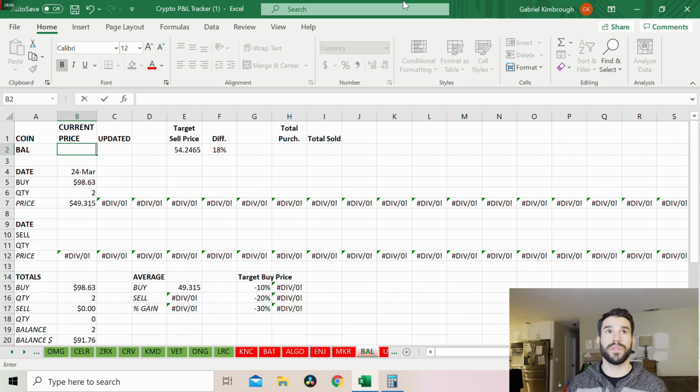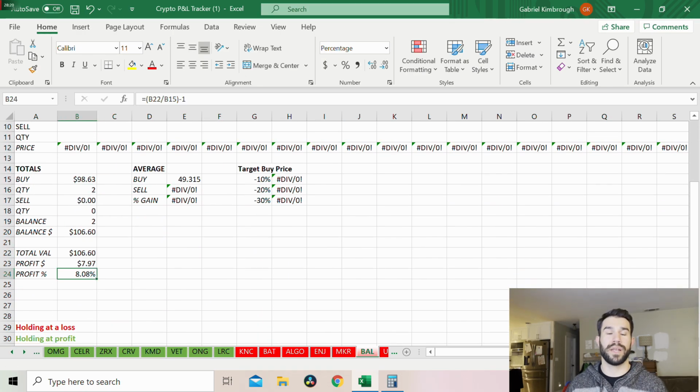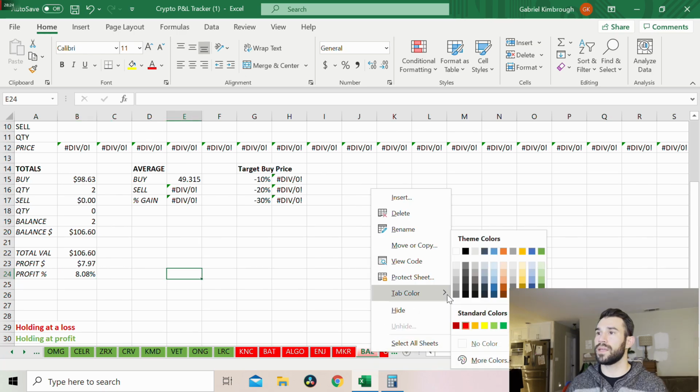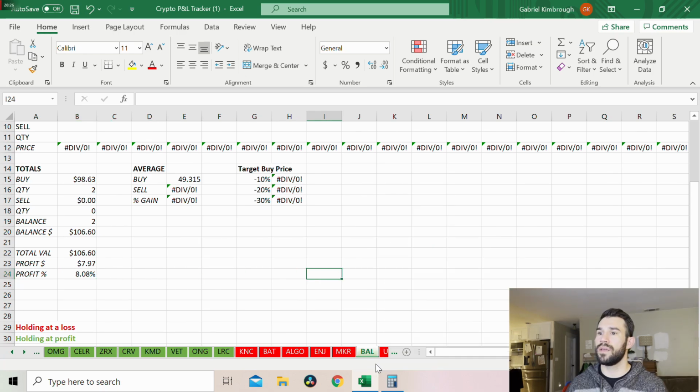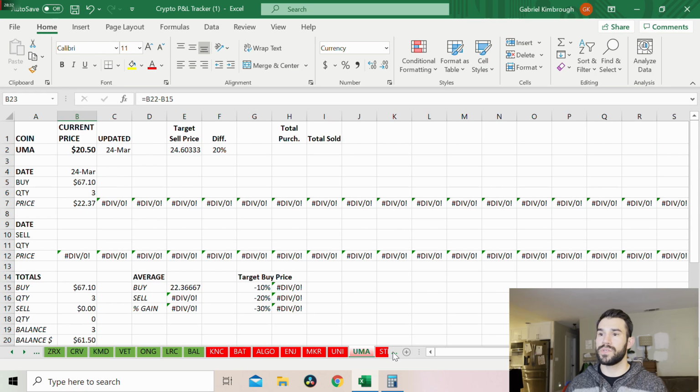Okay, balance, where's this one at? Okay, so it's up to, actually I want to see, what was it at before? Okay, 45.88. It is now at 53.3. I'm still a little off my target sell price, but it is now at an 8% profit. Not too bad, and I can make it green and put it in the green category. So I have a few others to update.